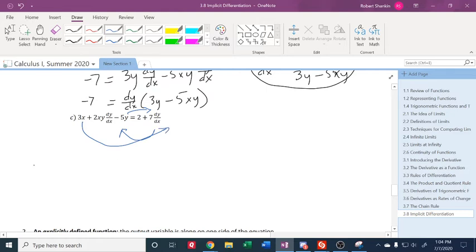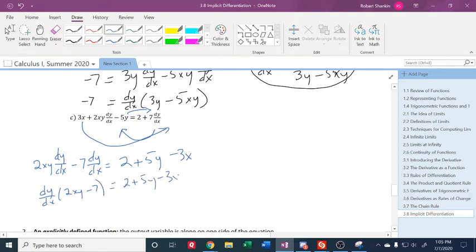So then what I would get is 2xy dy dx minus 7 dy dx equals 2 plus 5y minus 3x. And then dy dx is written twice. I need to write it just once. I do that by factoring it out. And then I would divide both sides by what's in parentheses. And I would get that.